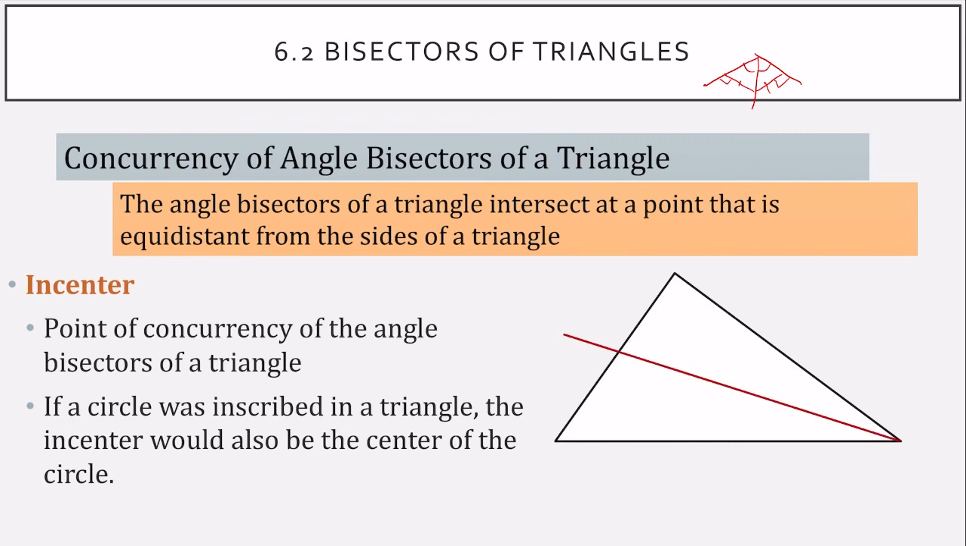So there's a triangle, there's one angle bisector, another angle bisector, and a third angle bisector. The theorem is saying that that point is the same distance to the sides of the triangle. If we were to inscribe a circle, those would all be radiuses of the circle. So it's called the incenter, because it's the center of the circle inside the triangle.